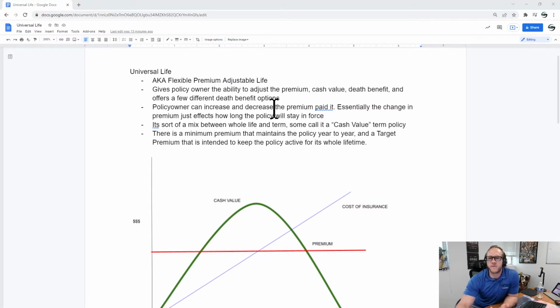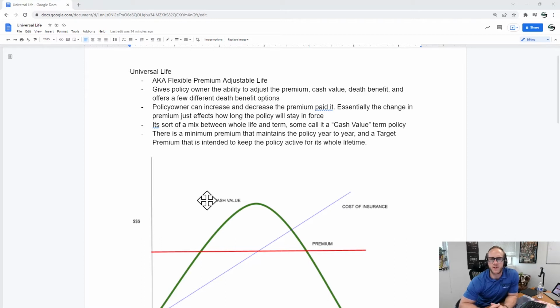What it does is give the owner the ability to adjust the premium, cash value, and death benefit, and it offers a few different death benefit options. The person can lower the death benefit. If they increase the death benefit, then usually some sort of evidence of insurability is required. That means if they want to increase the death benefit of the policy, they typically have to go through underwriting again.